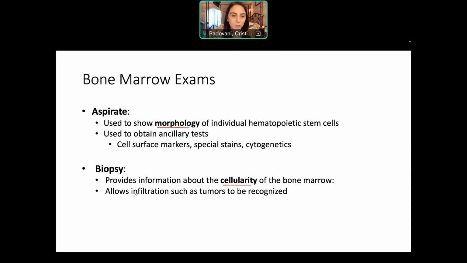So if I think that a patient has a tumor, I want to do a biopsy. That's why you normally do biopsies, because I want to see what types of cells are there. If I want to run more tests on the patient's bone marrow, I would do an aspirate. Or you can do both. You can also do both at the same time, which we'll talk about.